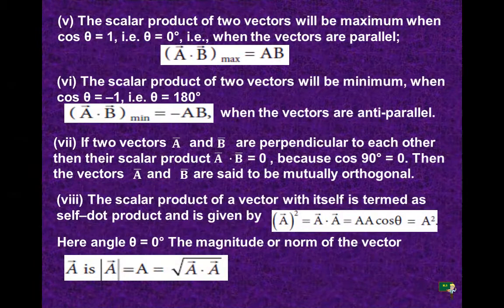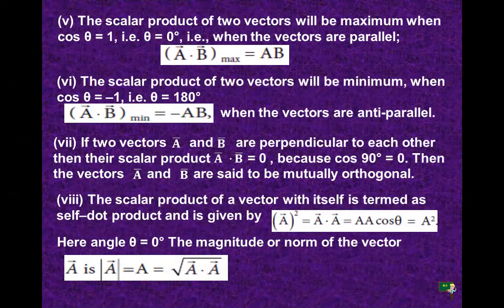8.1. The scalar product of a vector with itself is termed a self dot product, and it is given by a vector whole square equal to a vector dot a vector. That means a into a cos theta, which is equal to a square. Here the angle which we use for the cos is 0 degree, and as you know, cos 0 degree is equal to 1.